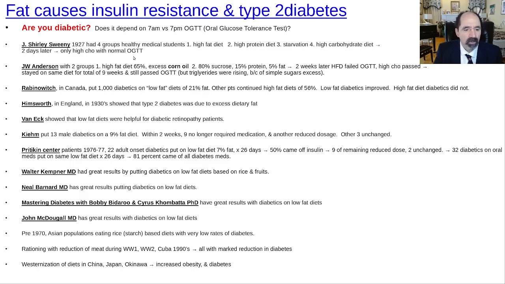And it's also been shown when there has been rationing during World War II, World War I, and Cuba in the 1990s. Whenever there's rationing and people start eating less meat and less fatty foods, there's a reduction in diabetes. And the opposite is true, that whenever you westernize a country in the sense of eating more of a high-fat diet, as we've seen in China, Japan, Okinawa is part of Japan, there's much more diabetes.